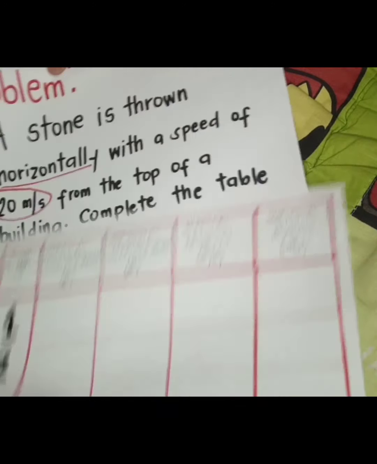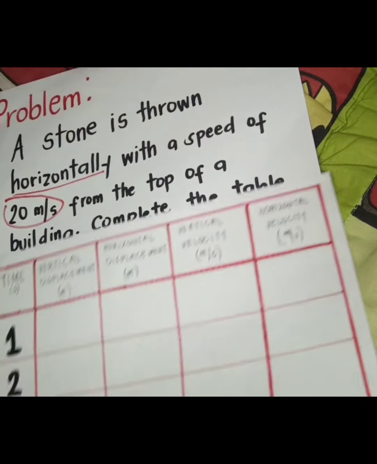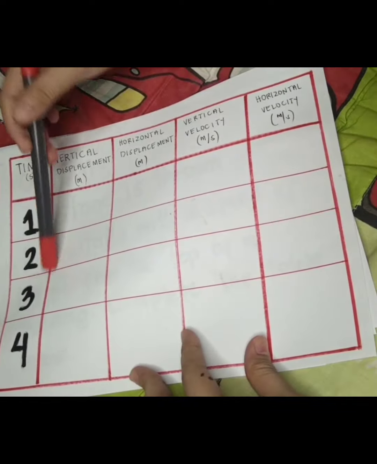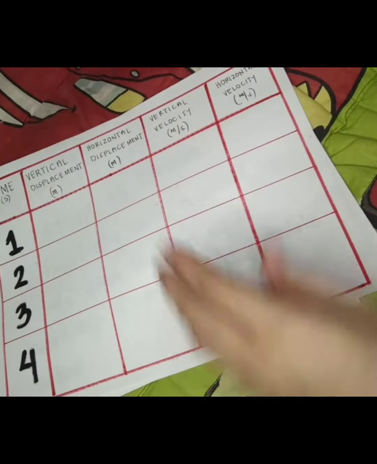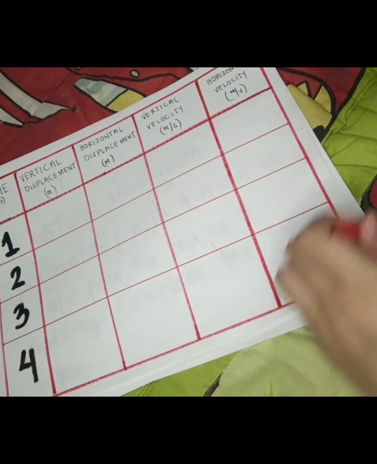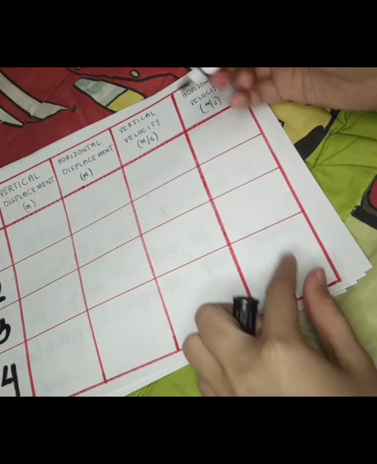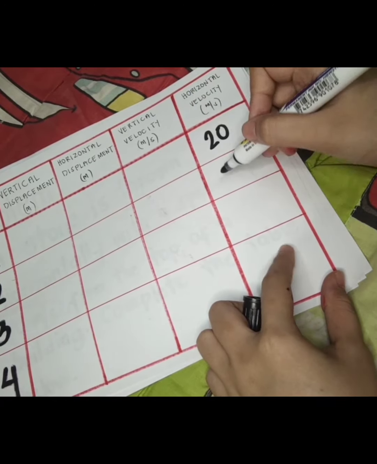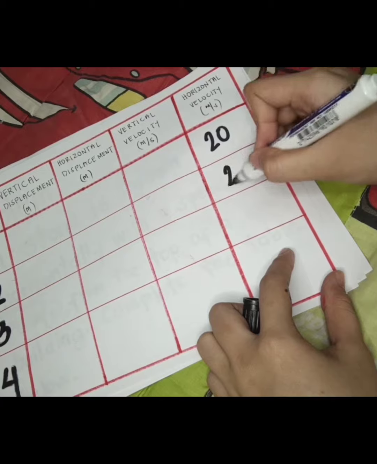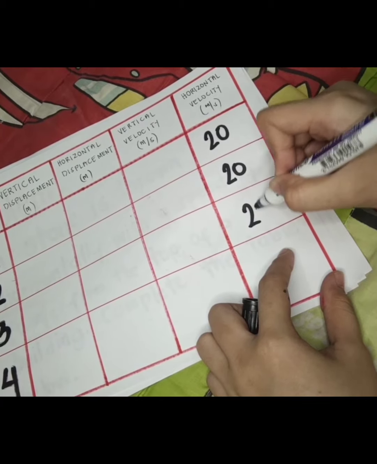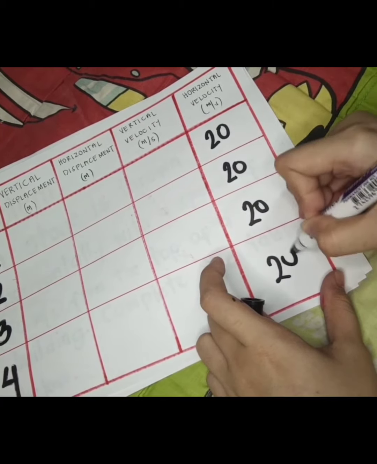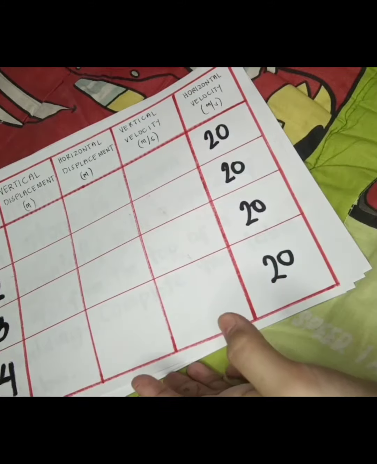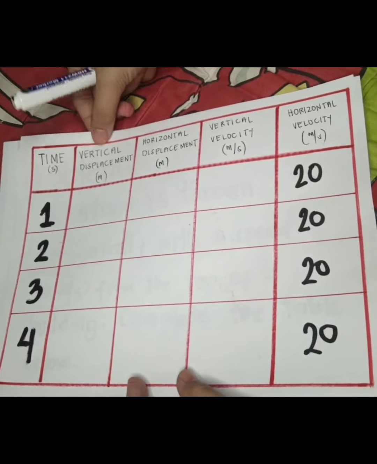Thus, yung given natin kanina, na 20 meters per second, is constant siya all throughout this time interval. So, lalagay lang natin yung 20 meters per second for a while ito sa ating table. So, 20. 20. 20. And 20. Now, hanapin naman natin yung vertical displacement.